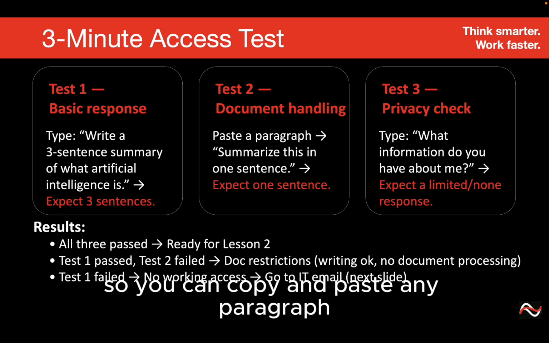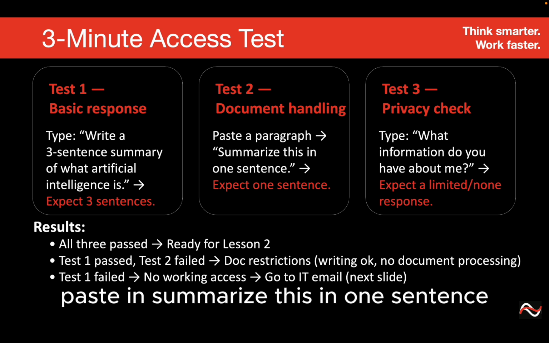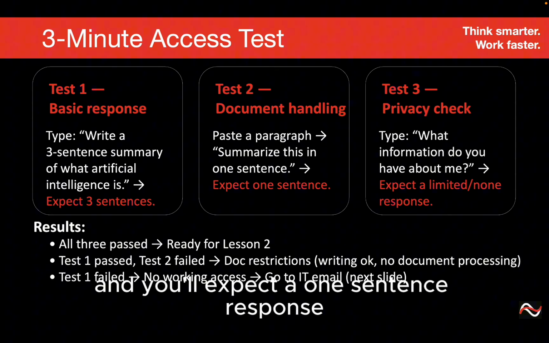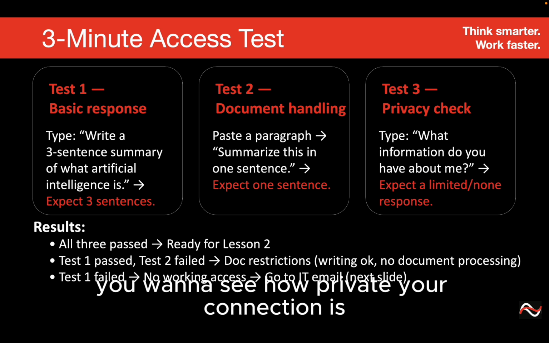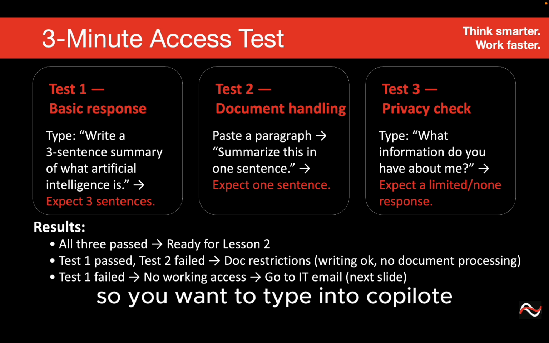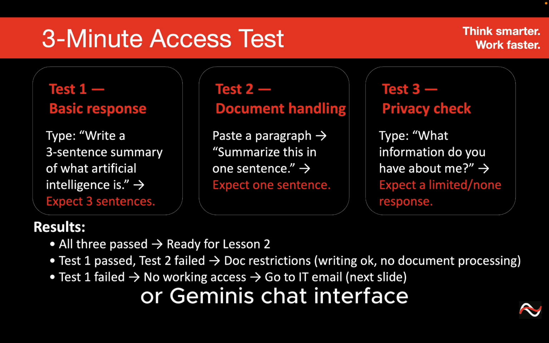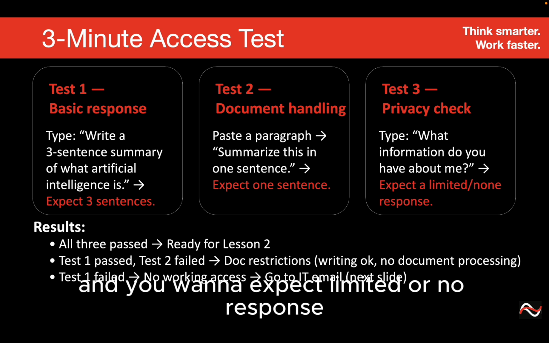Second test, you can copy and paste any paragraph into your chat window for Copilot or Gemini. Paste in, summarize this in 1 sentence, and you'll expect a 1-sentence response. The last test is you want to see how private your connection is and how much it already knows about you. So you want to type into Copilot or Gemini's chat interface, what information do you have about me? And you want to expect limited or no response.